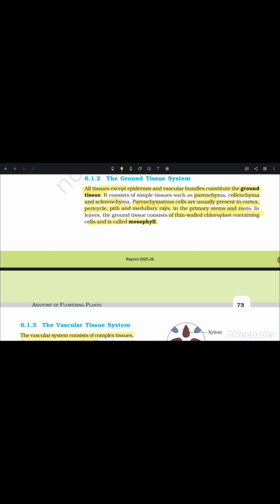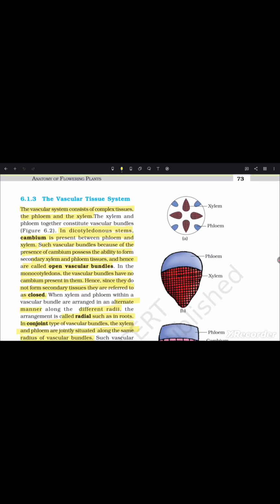The ground tissue system. All tissues except epidermis and vascular bundles constitute the ground tissue. It consists of simple tissues such as parenchyma, collenchyma, and sclerenchyma. Parenchymatous cells are usually present in cortex, pericycle, pith, and medullary rays. In the primary stems and roots, in leaves, the ground tissues consist of thin-walled chloroplast-containing cells and is called mesophyll.